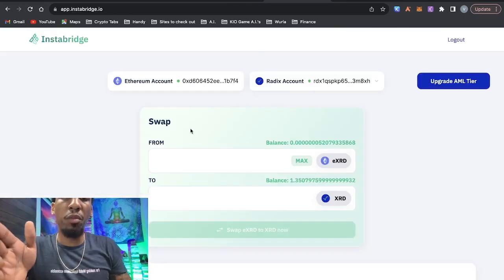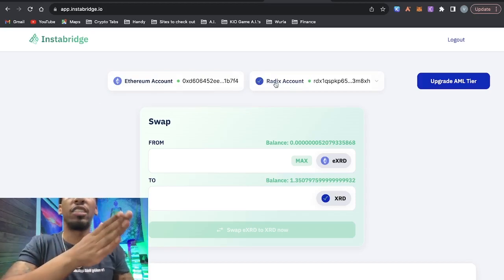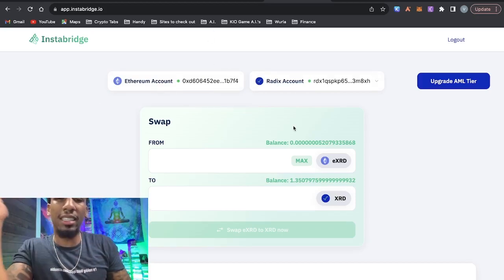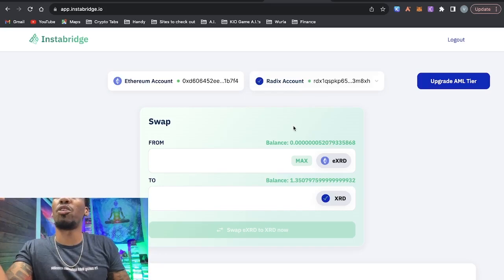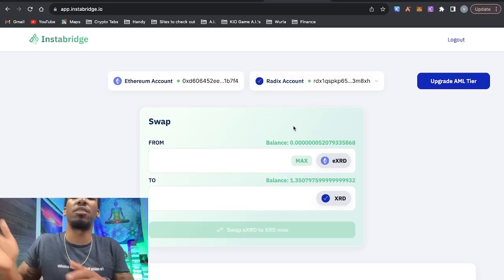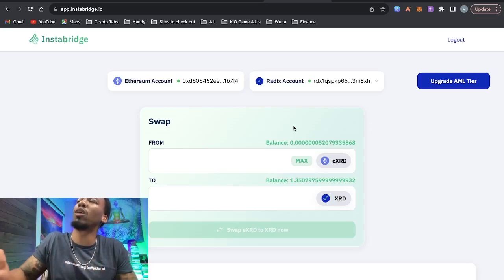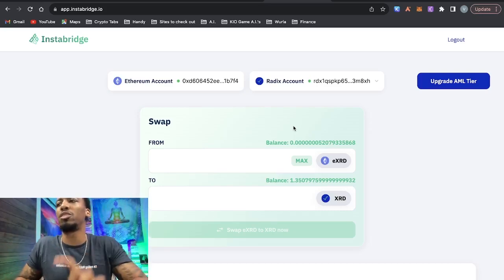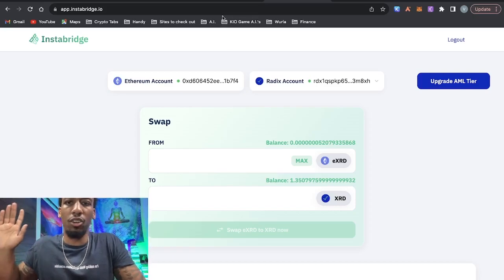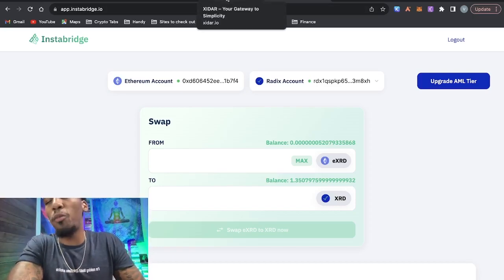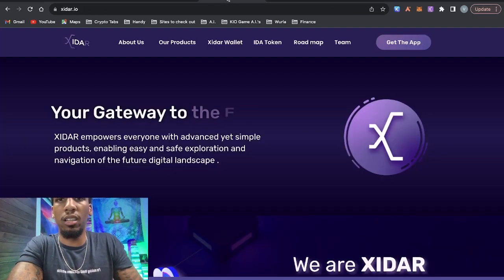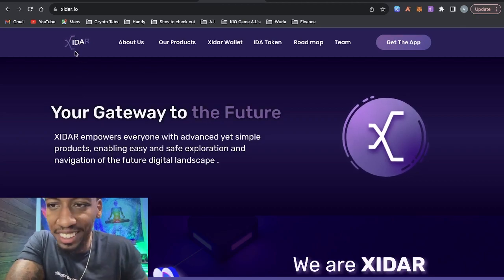And actually, before you bridge over, you have to set up a Radix wallet. So I did the desktop wallet first, but in order to do swaps on decentralized exchanges, the desktop wallet doesn't actually connect to the exchange, or it connects, but you can't swap. You have to do a manual swap. You have to do a lot of copying and pasting. So to circumvent that, the top wallet on Radix is Crossdar. No, I'm kidding. It's XDAR.